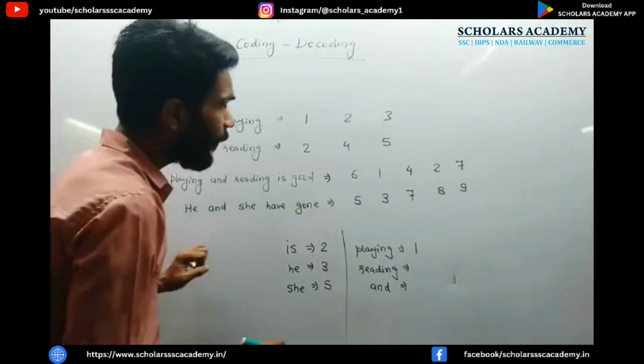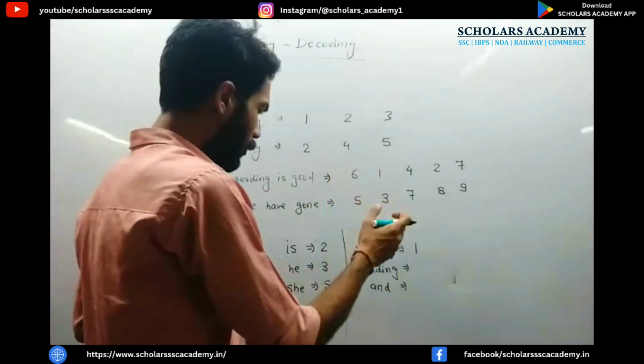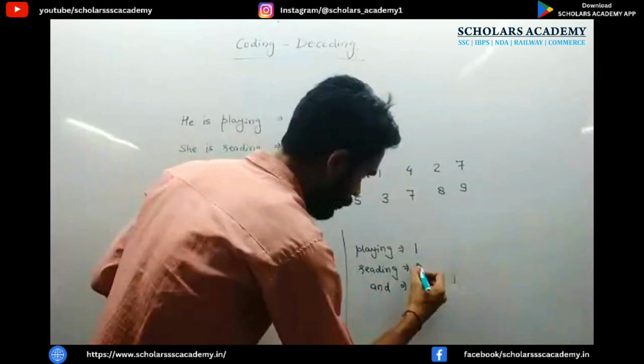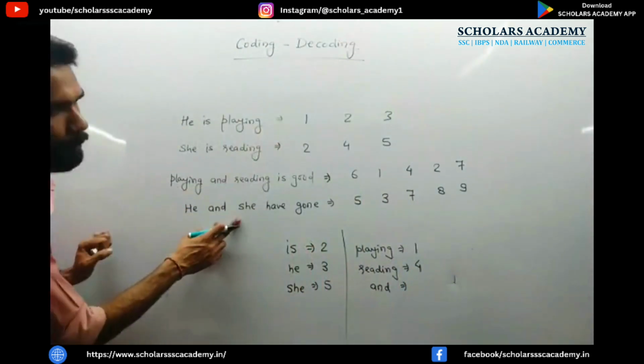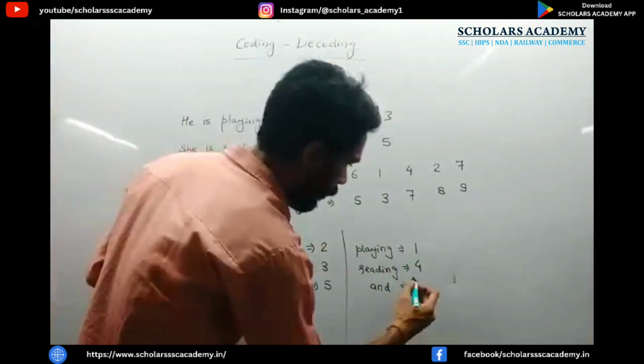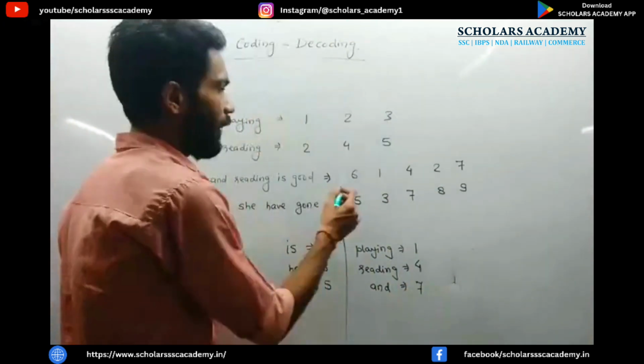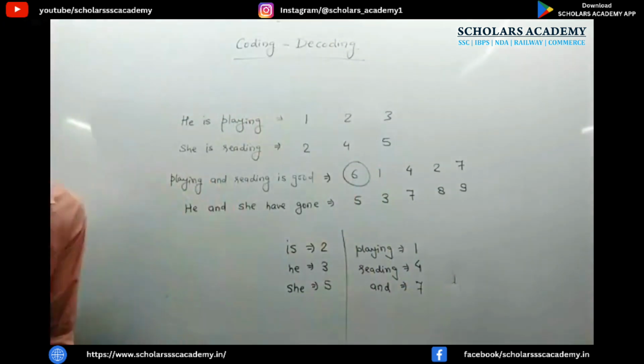Clear? Reading. So reading is definitely no doubt 4. And then end. So for end, you have to look at the last two where 7 is common. So the code for good is 6. Now, same type of question, instead of using some words or some letters, they are using some numbers.